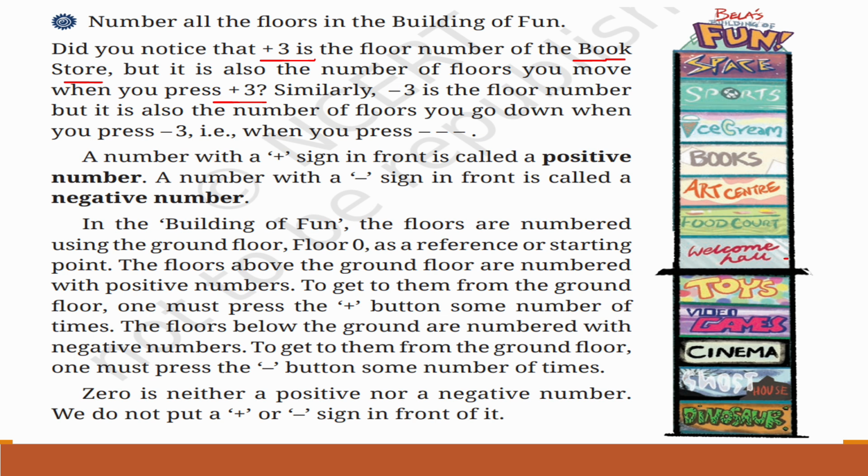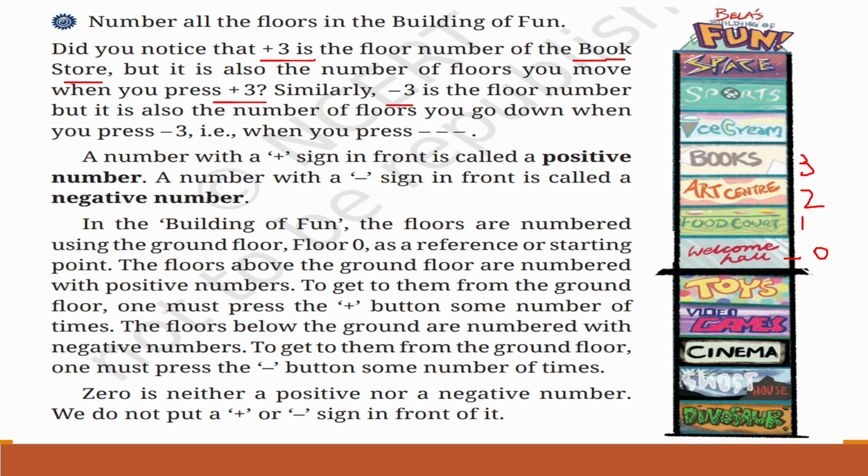See, welcome hall is at floor 0. Then, where is bookstore? See, food court is 1. Then, art center is 2. Bookstore is 3. So, plus 3 is the floor number of the bookstore. It is also the number of floors you move when you press plus 3. From 0, if you press plus 3, you will reach this bookstore.